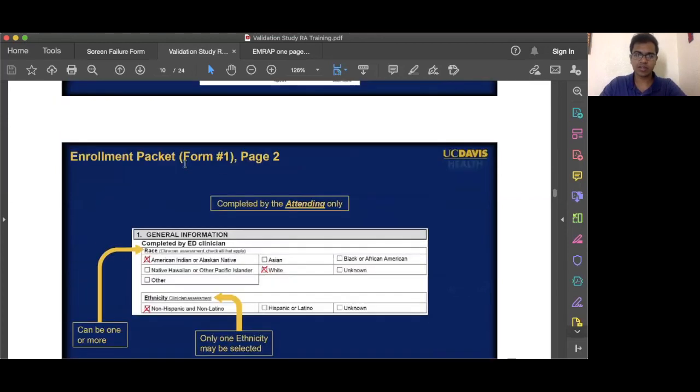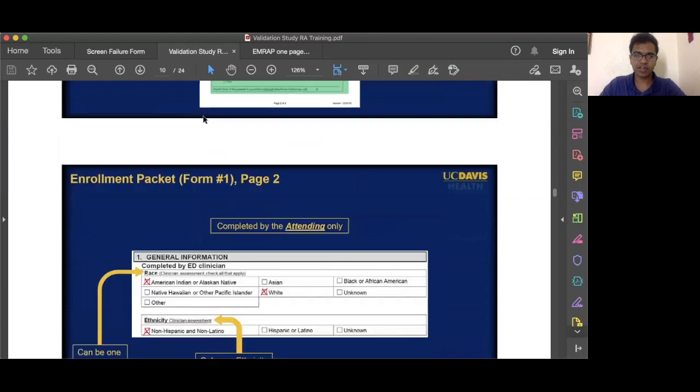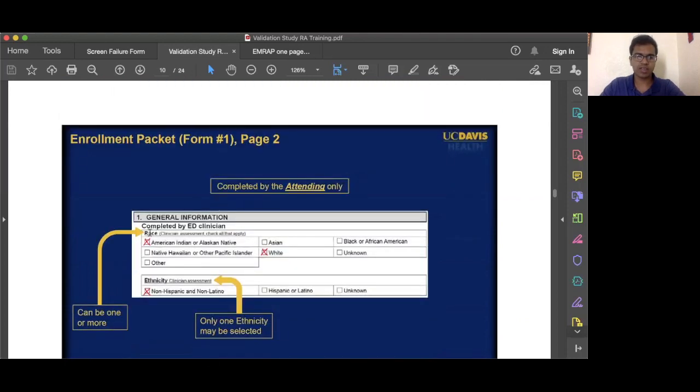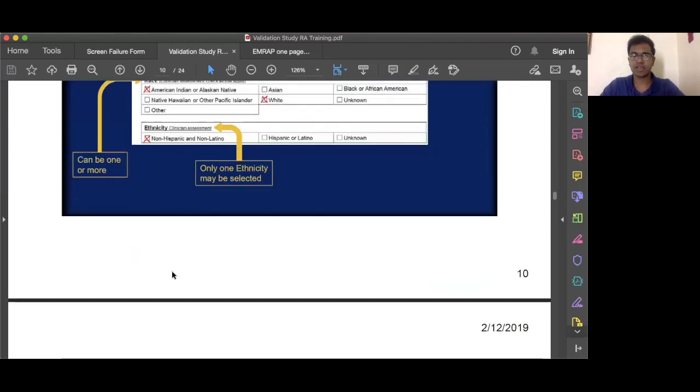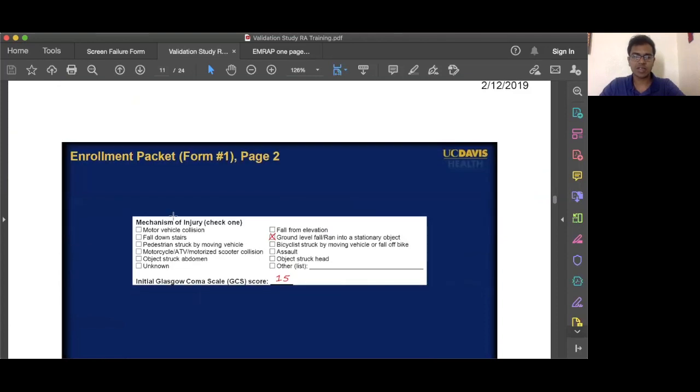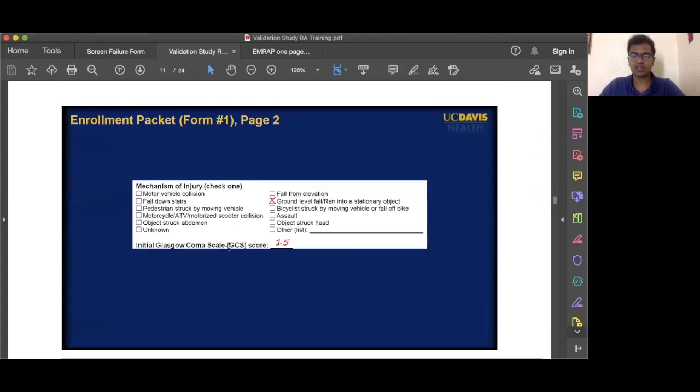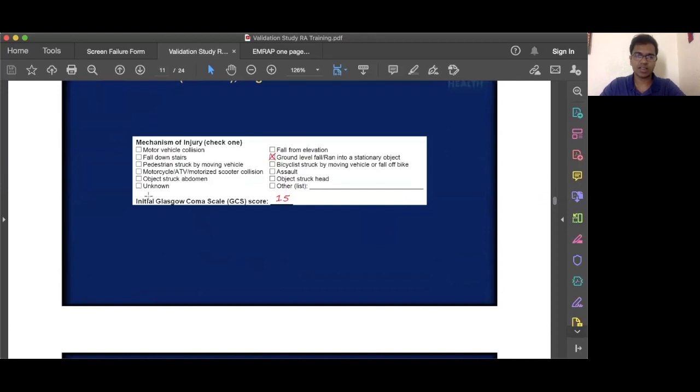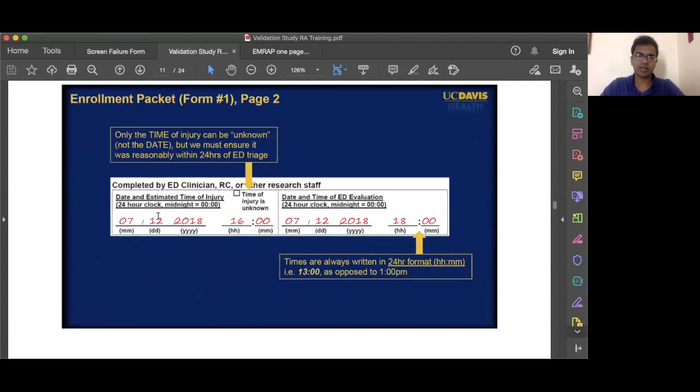And this is a closer-up look at what the attending fills out. So that would be the race and ethnicity. We cannot fill that out, as well as mechanism of injury, and the GCS score is something that the attending will fill out. At the bottom, however, this is stuff that we are able to fill out, as an RC. So it's going to ask us date and time of injury, and it has to be within 24 hours.